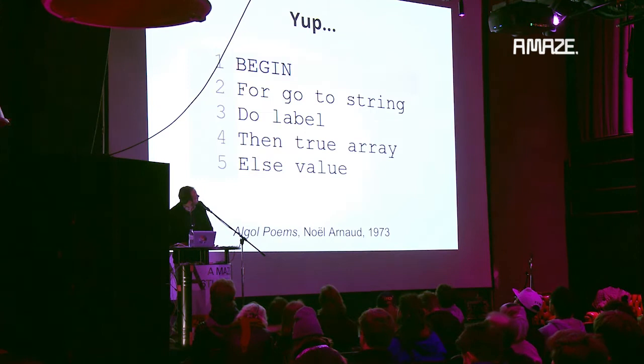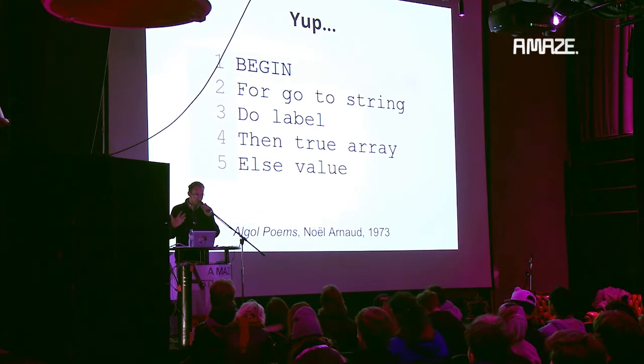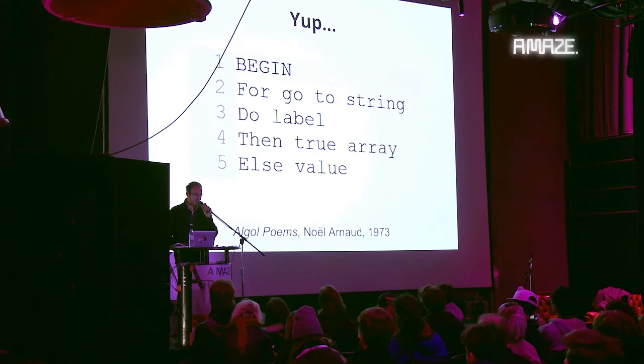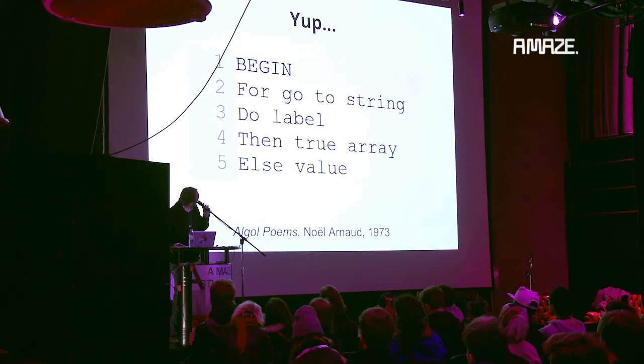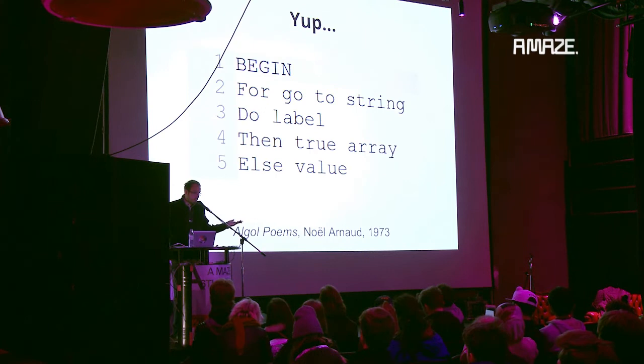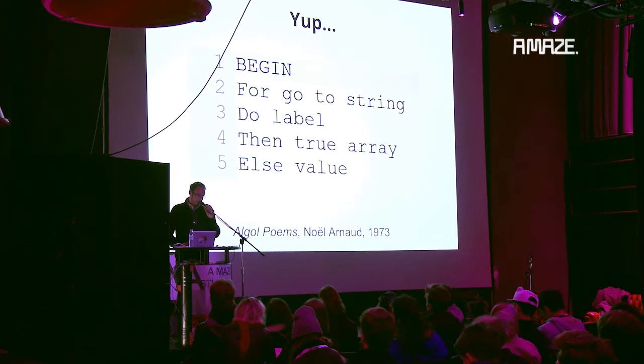Coding too. OuLiPo members played around with the idea of coding. This is an Algol poem by Noël Arnaud. He wrote several of them. Algol is a programming language from the 50s, 58, I think. Noël Arnaud just took the keywords of this language and tried to make poetry with them. So here we go. We got for, go to, string, do, label, then true, array, else, value. Yeah. It's a poem. Maybe not the greatest one, but it's a poem. And we also have this one.